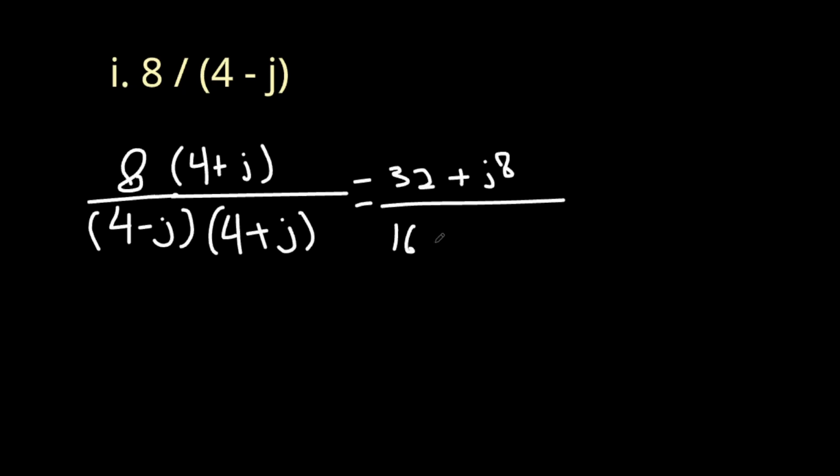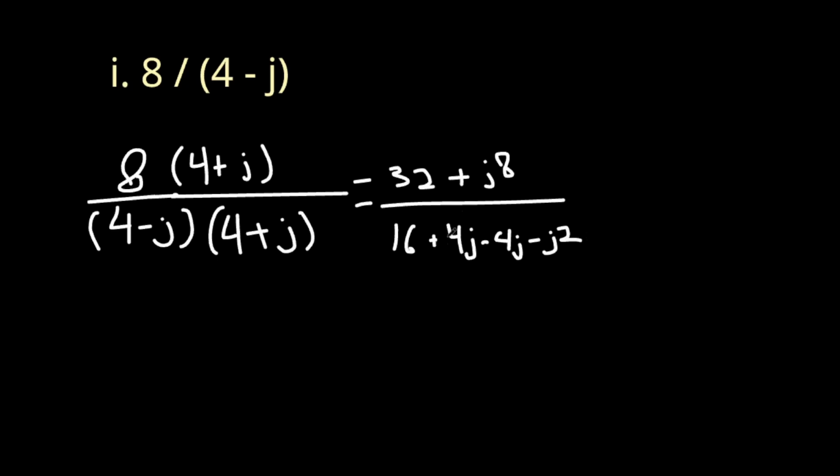4 times j is just 4j. So deposit 4j. And then for this one, we switch to this side. So negative j4, which would give us negative 4j. And then negative j times j is just negative j to the power of 2.